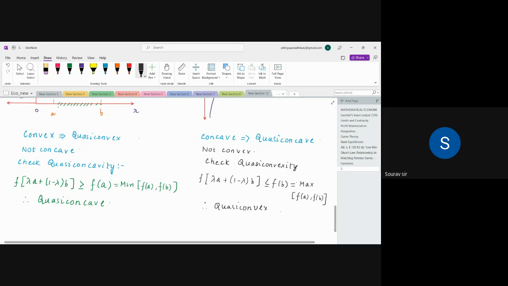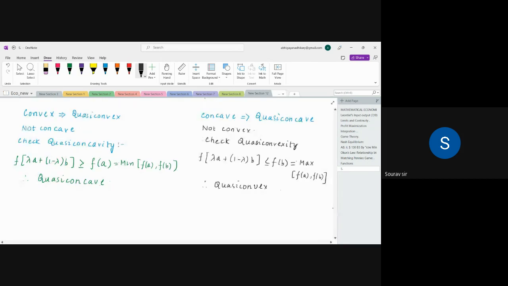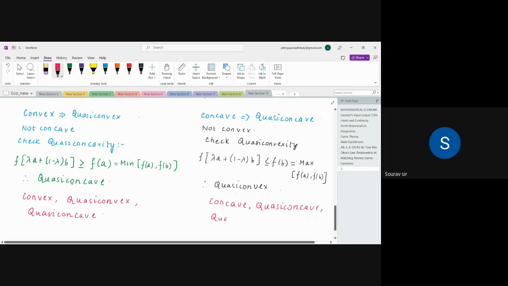Okay. Therefore, ultimately, what is e to the power x? It is convex, which means it is quasi-convex, and it is quasi-concave. And similarly, the log function is concave. That means it's quasi-concave, and it is quasi-convex. Sorry, convex. Okay. This is the ultimate thing that we get over here.